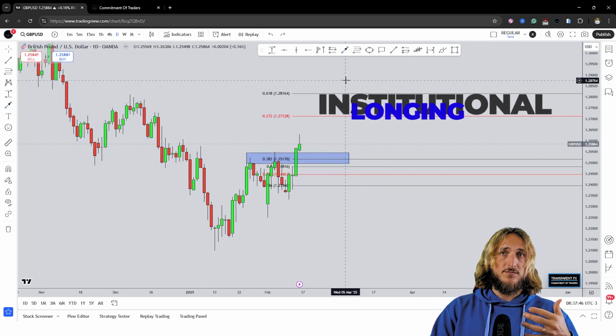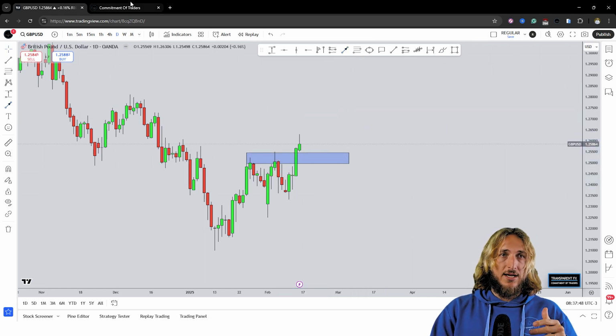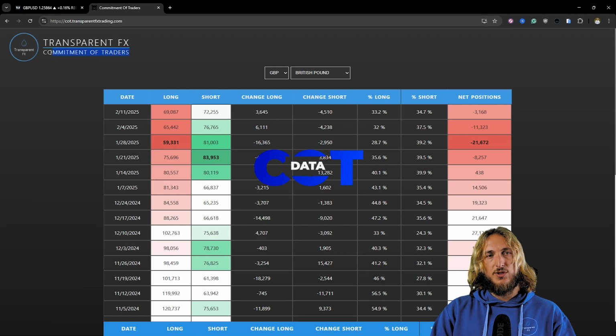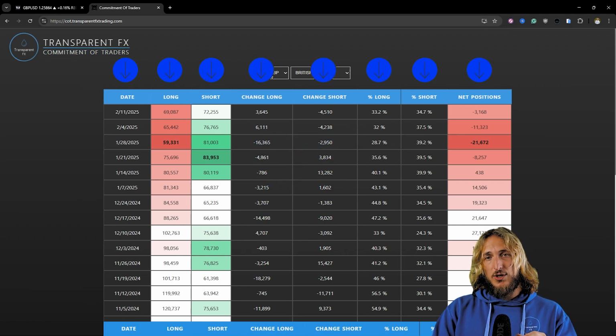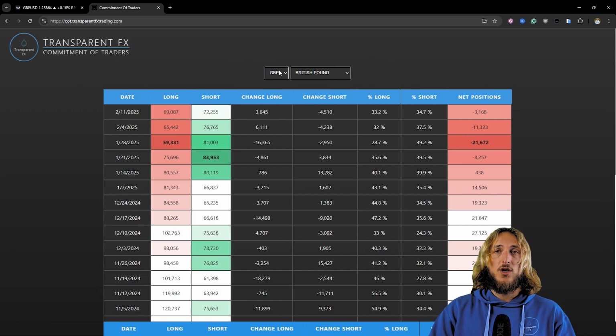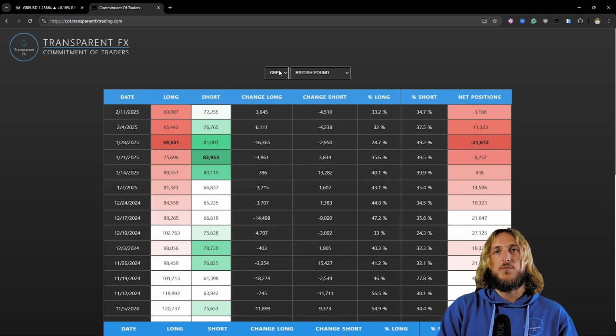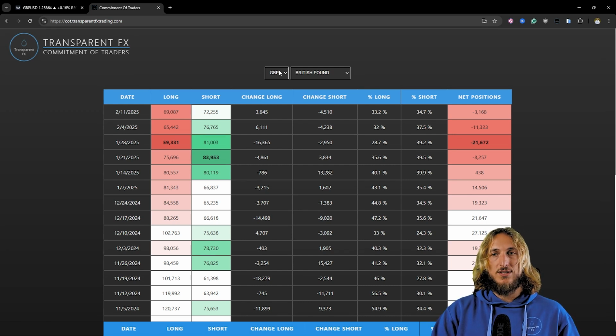Now, speaking about institutional longing, if we're going to see what we have when it comes to the commitment of traders, so what the big players in the market are doing, and we look at the data precisely for the GBP, the first thing that we can notice is that if we're looking at the data for the GBP, we are actually already looking at GBPUSD because all currencies on the spot are traded against the USD.